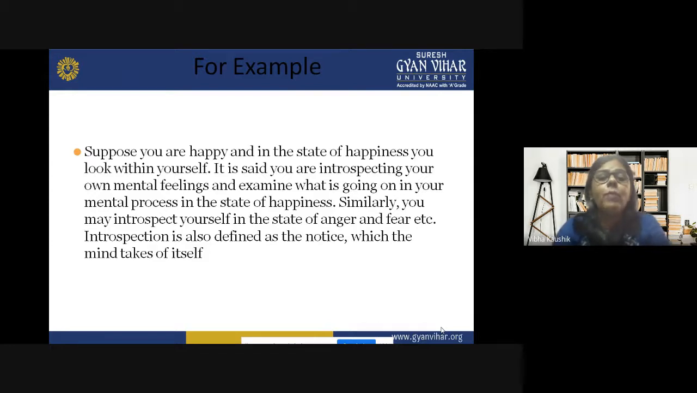Similarly, you may introspect yourself in the state of anger. In the same way, when you are in the state of anger, you can also introspect within yourself, and fear, etc. Introspection is also defined as the notice which the mind takes of itself.